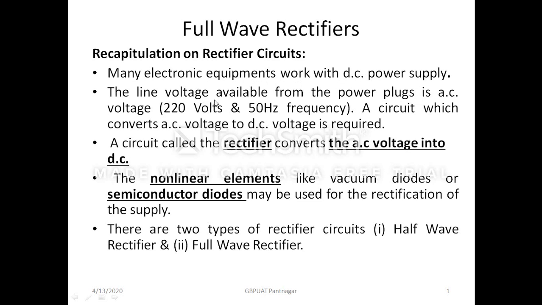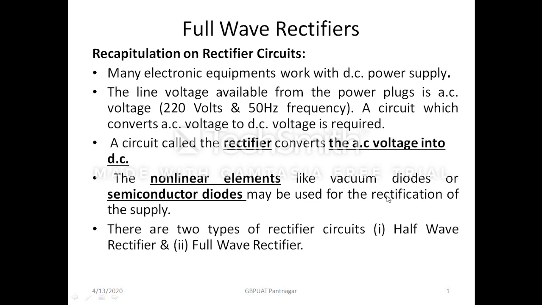So basically, why are these rectifier circuits required? You know that many electronic equipments work with DC power supply, and the line voltages in our households as well as in our industrial connections are available in the form of AC voltages. Normally the domestic rated line to line voltage is 220 volts at 50 hertz frequency. There are several applications where we require a circuit which converts an AC voltage to DC voltage, and such a circuit is called a rectifier.